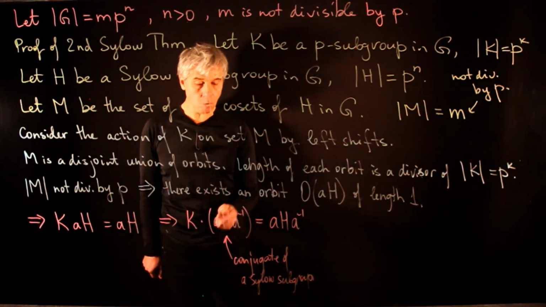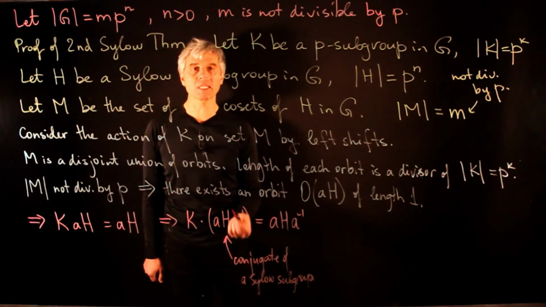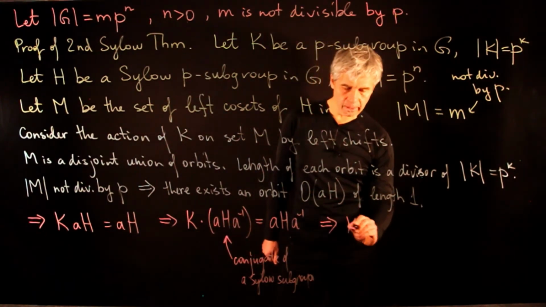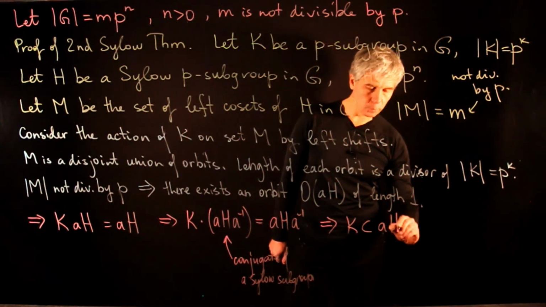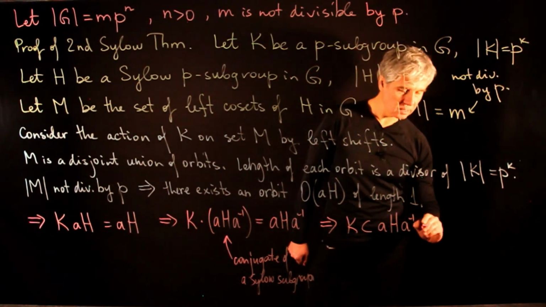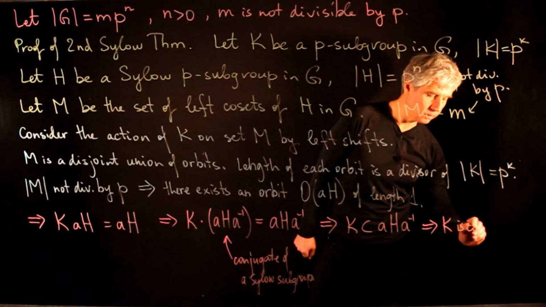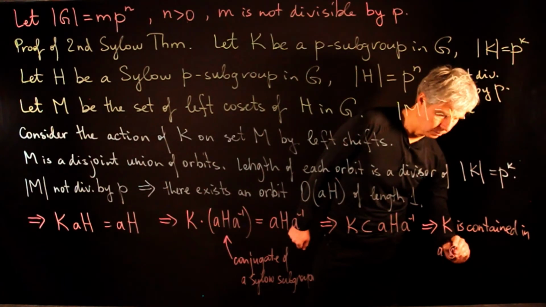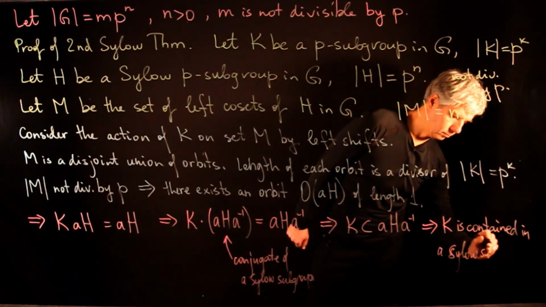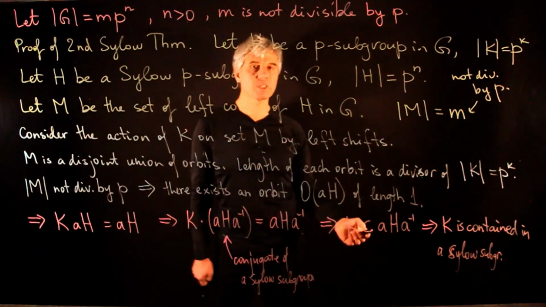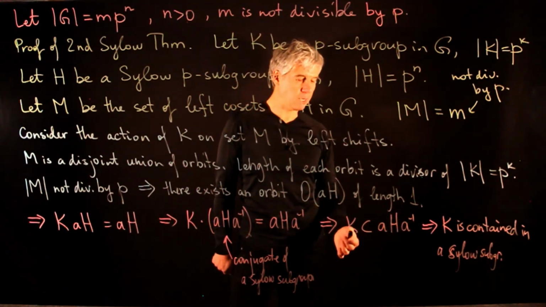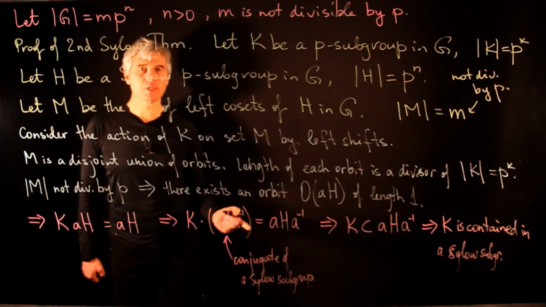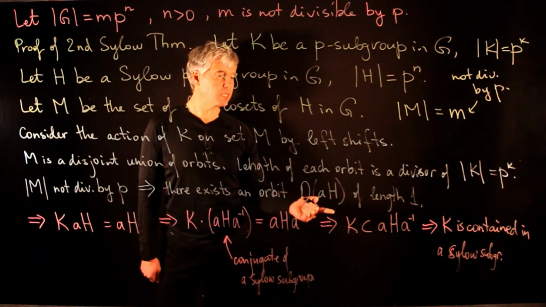And we know that the conjugate of a subgroup is a subgroup of the same size, because conjugation is an automorphism. And this implies that K must be inside the subgroup AH A inverse. So this tells us that K is contained in a Sylow subgroup. This proves the first claim of this theorem, that every P subgroup in G is contained in a Sylow P subgroup. The second claim of this theorem says that all Sylow P subgroups are conjugate.